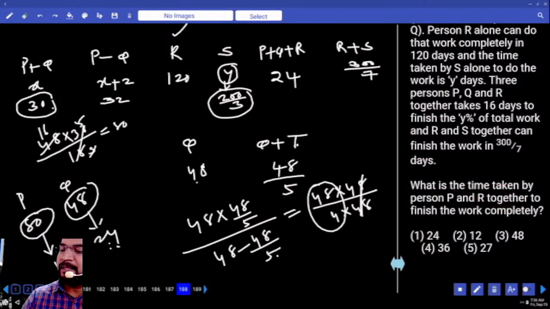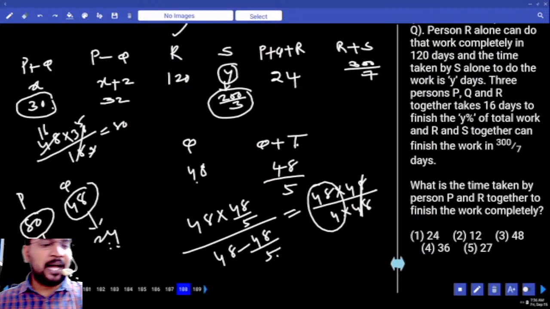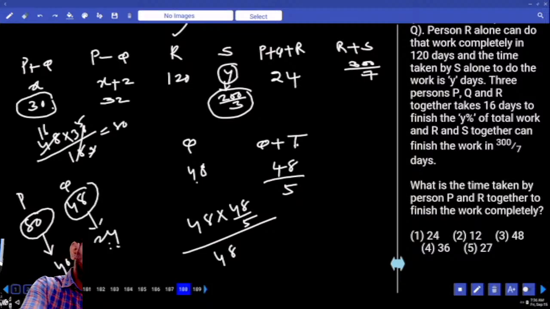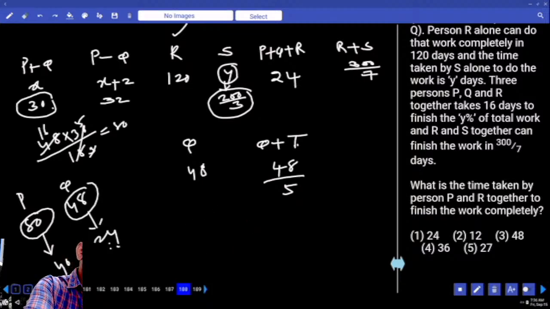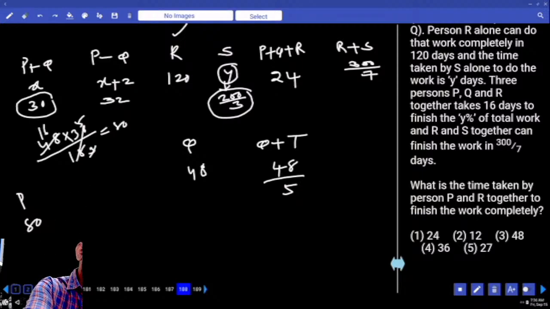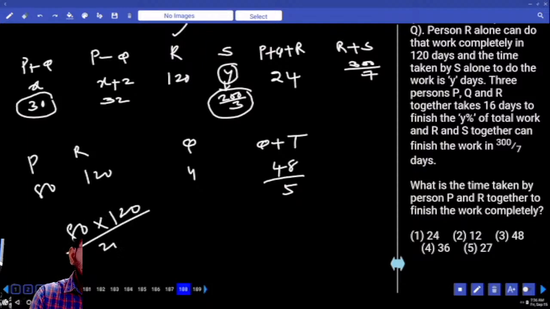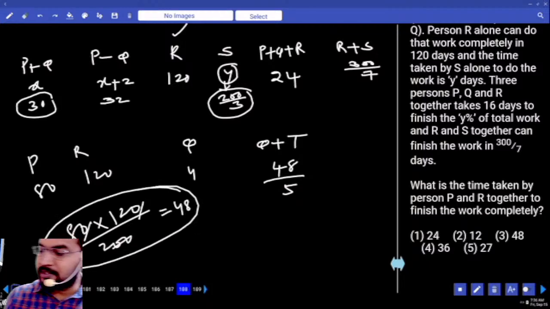What is the time taken by person P and R together to finish the work completely? P and R, we just did this. What value did we get for P? P is 80. R is already given as 120. So P is 80, R is 120. They are asking together. 80 into 120 by 80 plus 120, which is 200. 2 zeros get cancelled. 2 6s, 8 6s, 48. Your answer is 48.